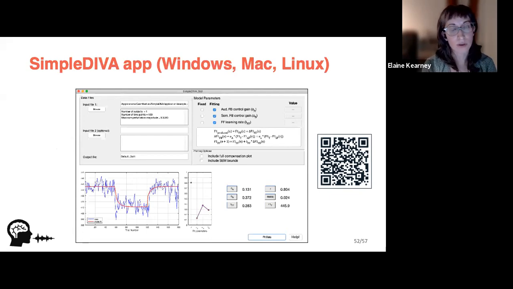You can also follow the QR code here to find the software. And it can be applied kind of out of the box to data as a research tool if you have this kind of data. I think it also has a lot of potential as a teaching tool for anyone who is studying speech motor control.